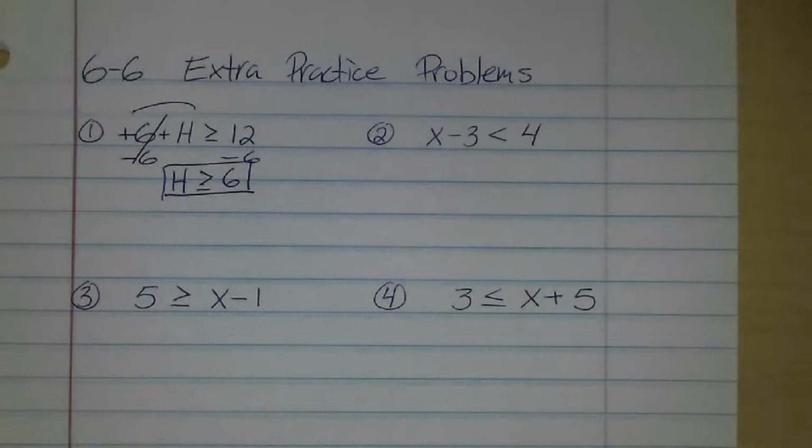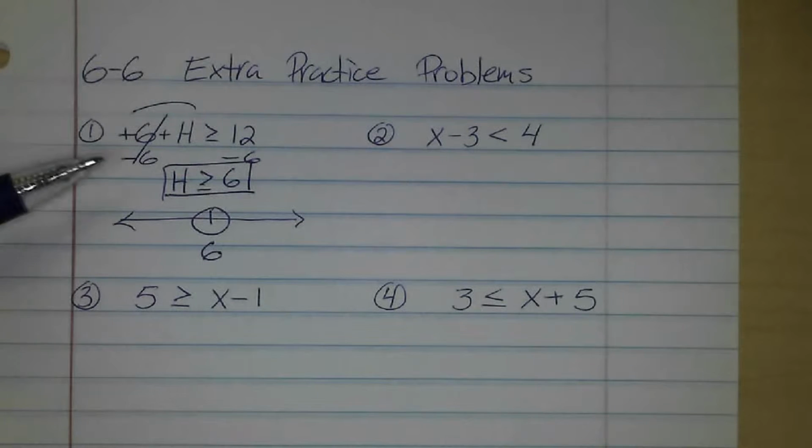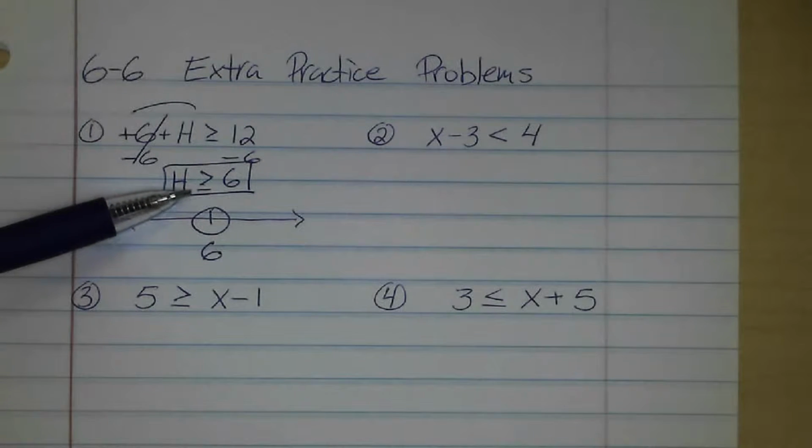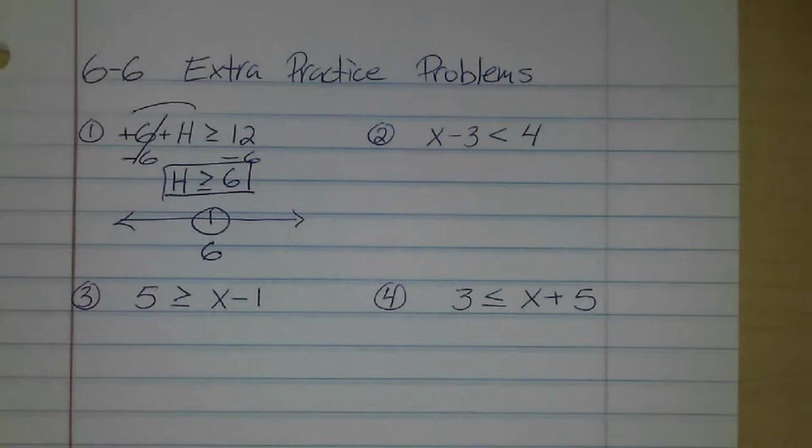So now, to graph this, remember our steps. First thing we do is draw a simple number line. We use the same number from our inequality. Next thing we do is put a circle right on the number line at that number. Now, to see if we shade it in, you ask yourself, can h equal 6? Well, since we have greater than or equal to, h can equal 6, so we're going to shade in that circle. Now, to see if we shade in the right or the left side of the number line, look at it again. h is greater than or equal to 6.